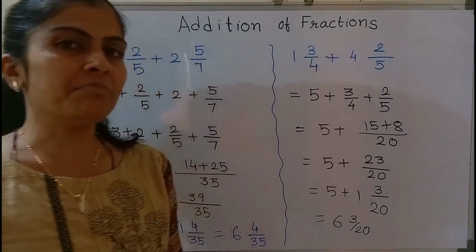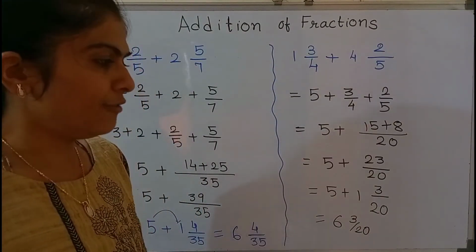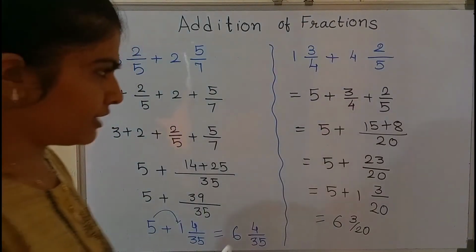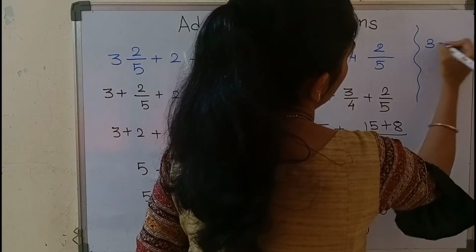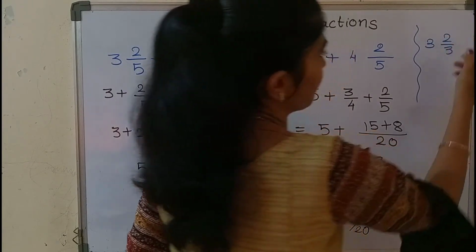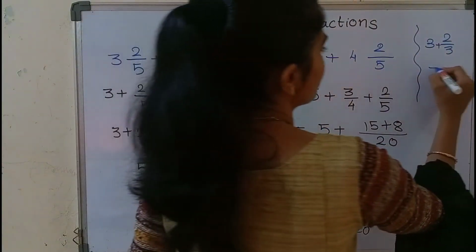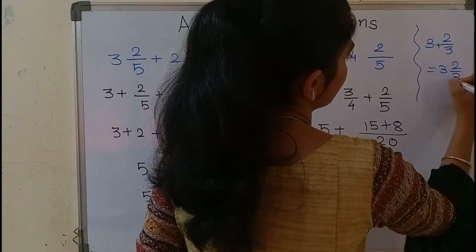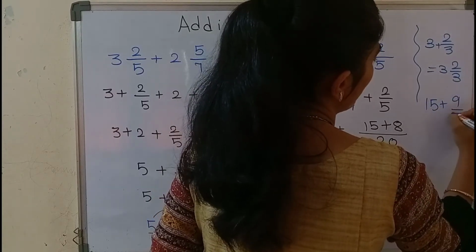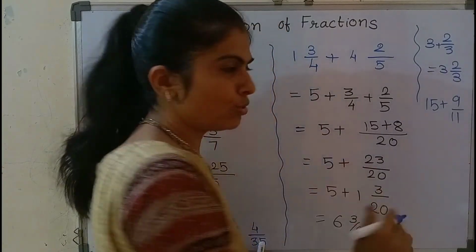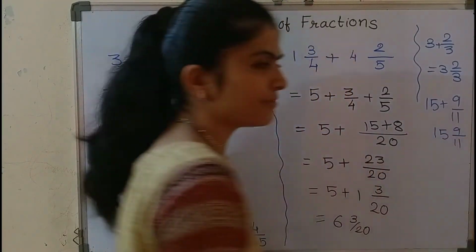I took both the examples in which your answer was in terms of the improper fraction, right? If your answer is in proper fraction, let's say the final answer of the question is 3 and 2/3, then you don't need to do anything. You can just merge them, 3 plus 2/3. If your answer is, let's say, 15 plus 9 over 11, then you don't need to do anything. Simply merge them, 15 as a whole number and 9 over 11 as a fraction.